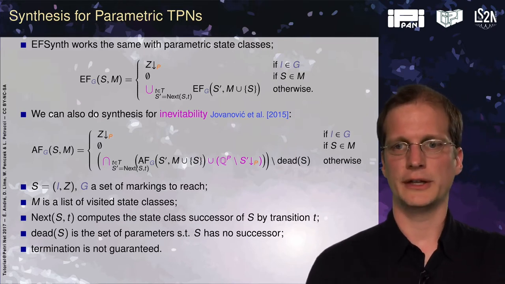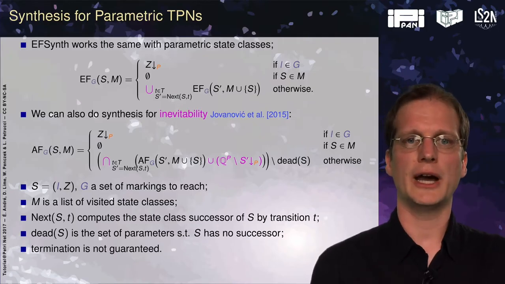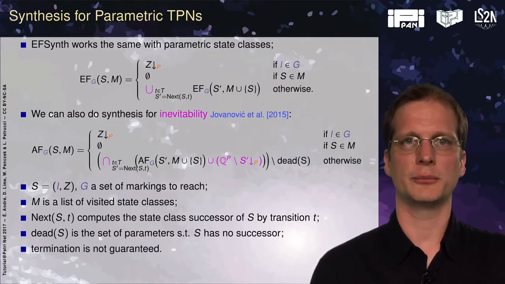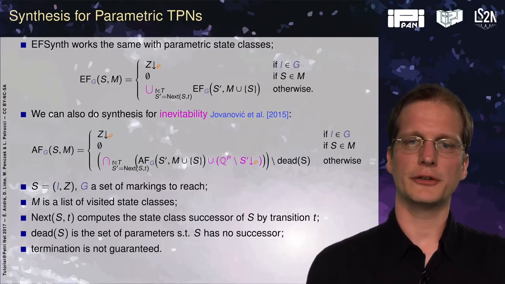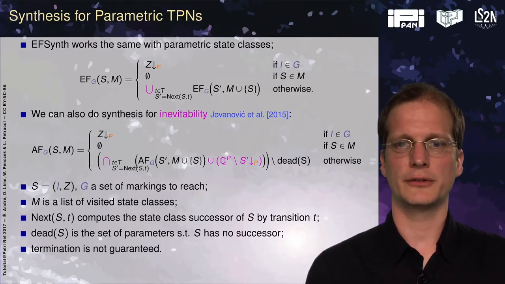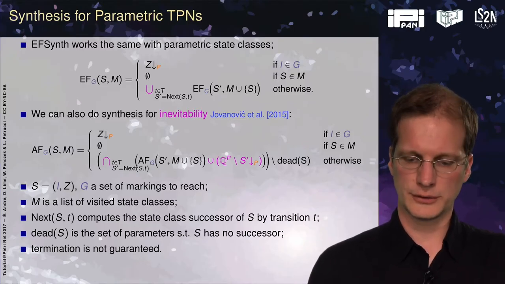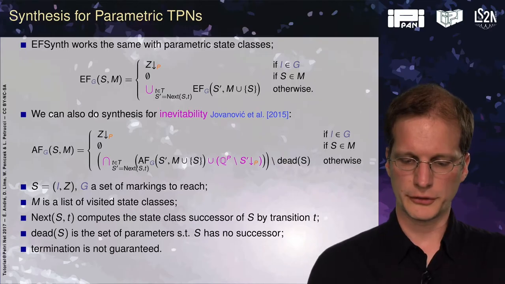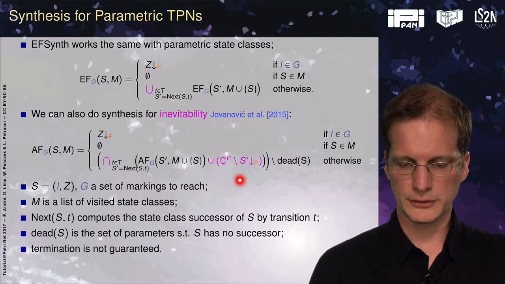So det of S means that it's the set of parameters for which there are no outgoing transitions in the time Petri net. So it means that the parameters are such that all intervals for outgoing transitions are empty. So these are not good parameters because they create a deadlock. And then we have this part.